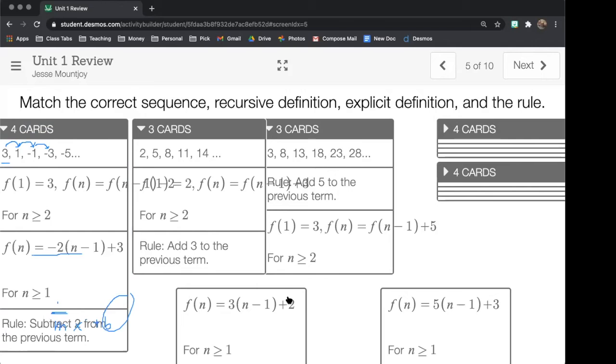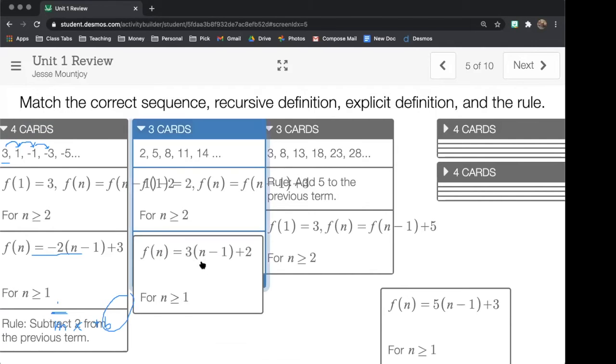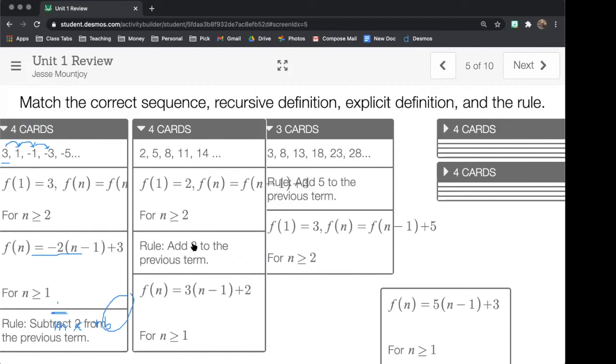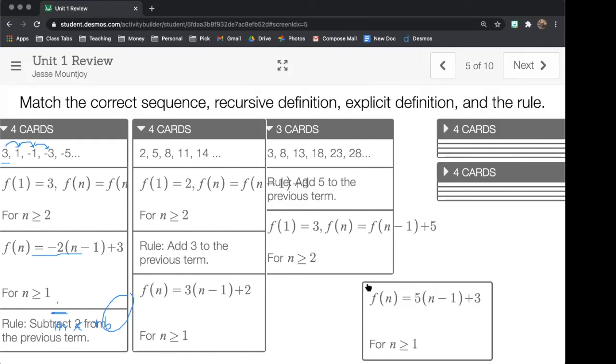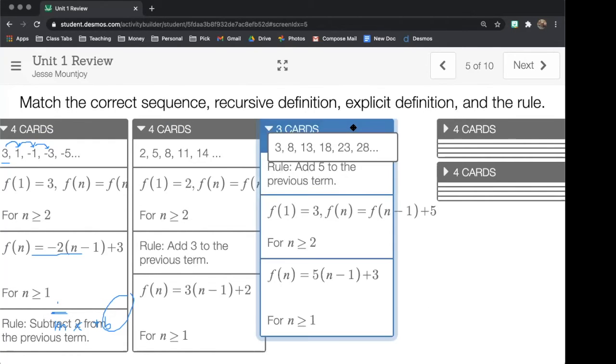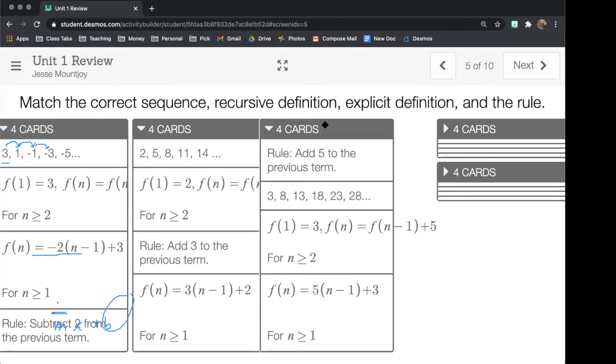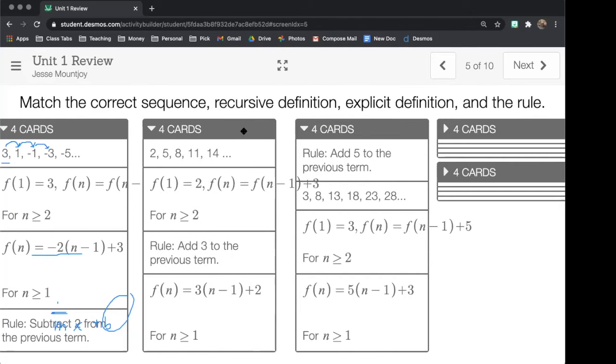This one has a slope of 3 and starts at 2. We're adding 3 every time and we started at 2. This one has a slope of 5 and we started at 3. Started at 3 and we're adding 5 every time. And there you go. We have just found all of our card matches. Okay, let's get moving on.